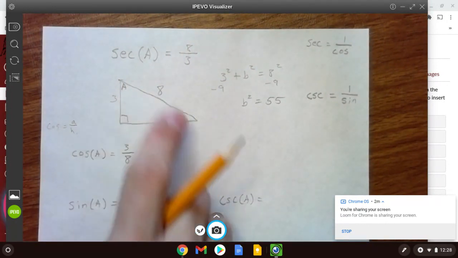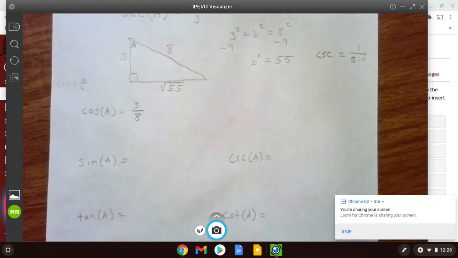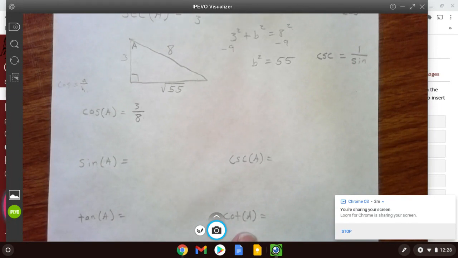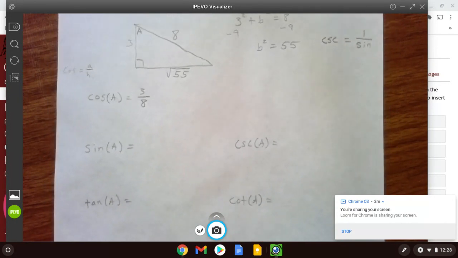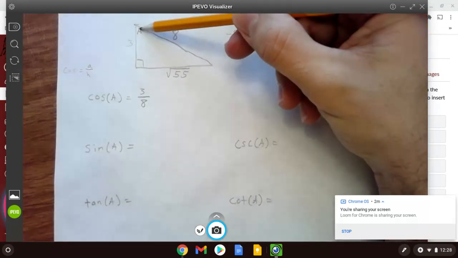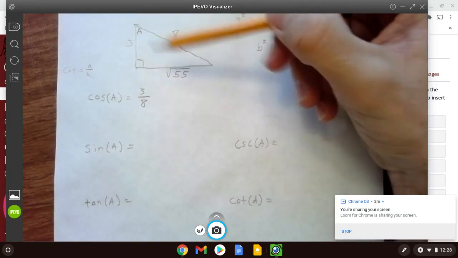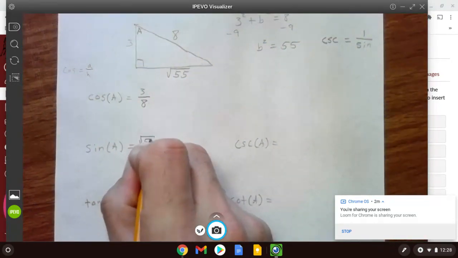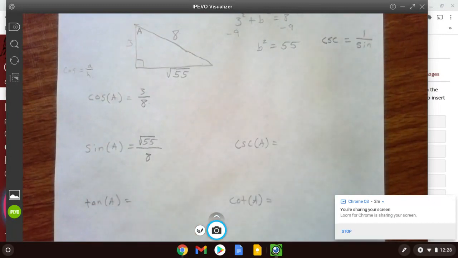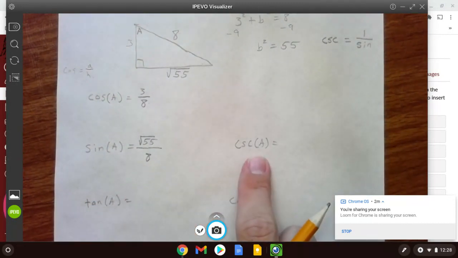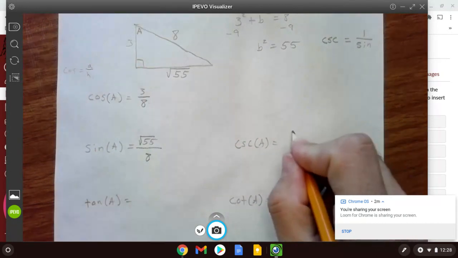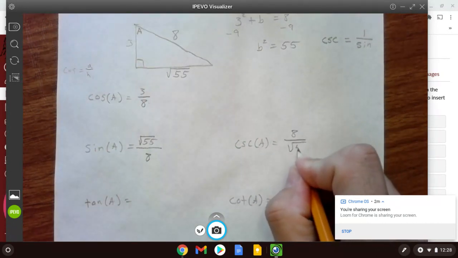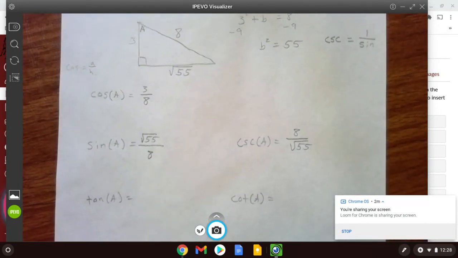So now that we have all 3 sides, finding sine, tangent, cosecant, and cotangent are just a little exercise. We've done this already. So sine of A is going to be opposite over hypotenuse. So opposite over hypotenuse, we're going to have root 55 over 8. And cosecant, that's the reciprocal of sine. So that's going to be 8 over square root of 55.